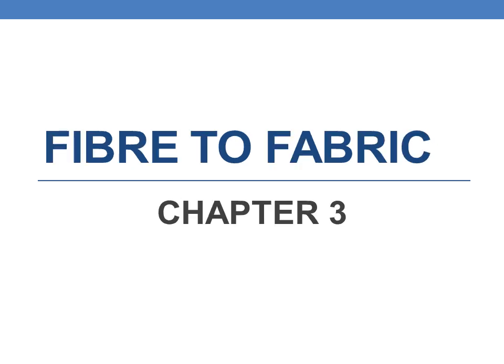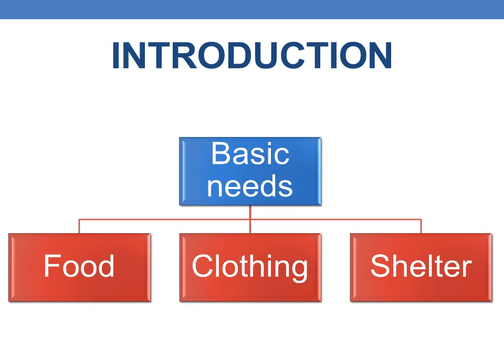Today in science we are going to read about the third chapter, fiber to fabric. Students, can you say what are the basic essential things one needs? Food, clothing and shelter. In the previous chapters we learned about the sources of food and components of food. Today let us learn about clothing.